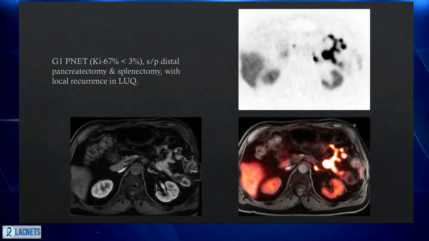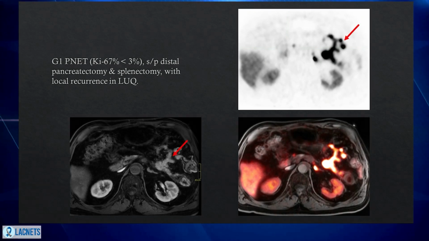So this is an example of a patient. This was a recurrent tumor in the left upper quadrant, and it's invading vessels nearby. That's why we see this branching pattern. So it's tumor going in vessels.